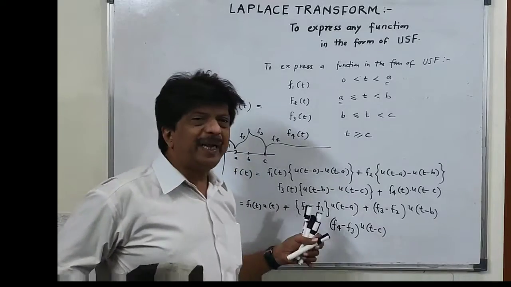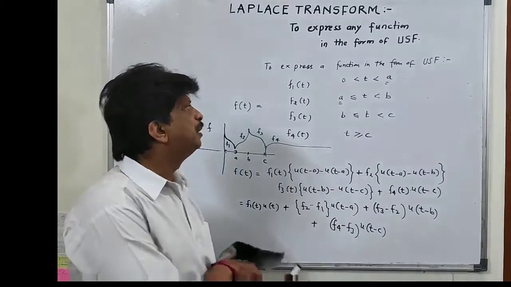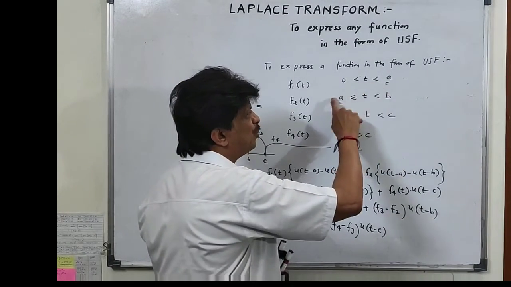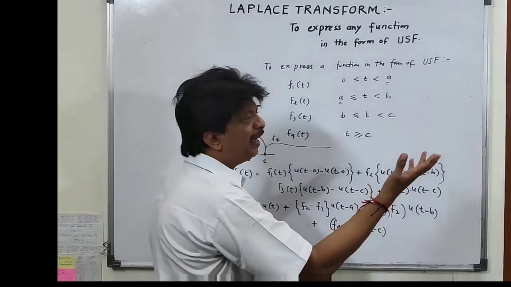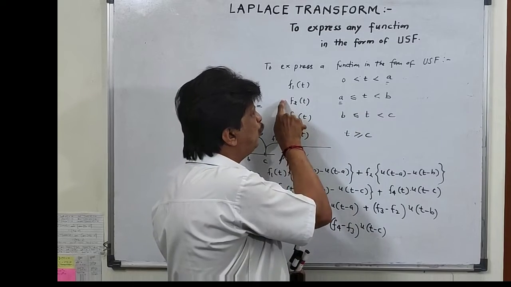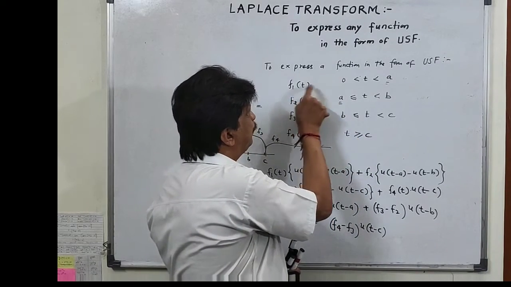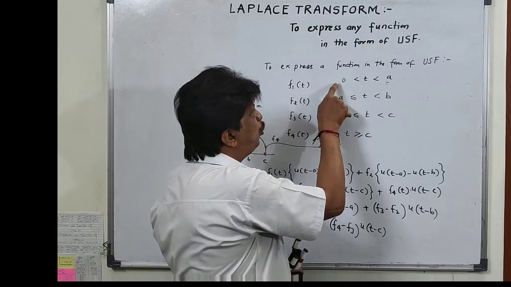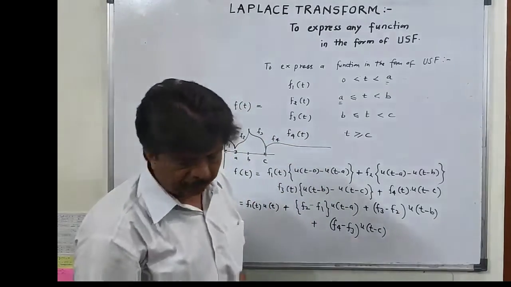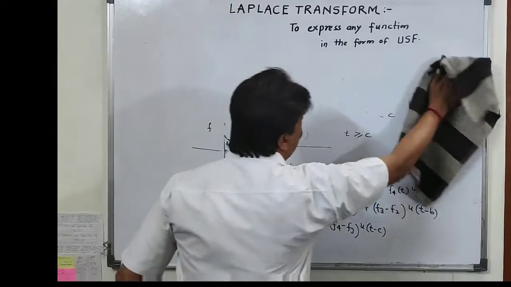So that is how we express any such multi-band function in the form of unit step function. Just identify these common points. So u of t minus a into f2 minus f1, u of t minus b into f3 minus f2, plus u of t minus c into f4 minus f3. Plus this first term, f1 of t into u of t minus 0, is the independent term. So we shall take one example and then we shall stop.